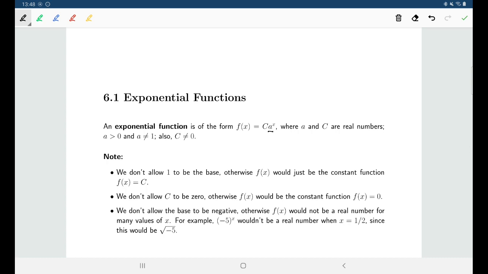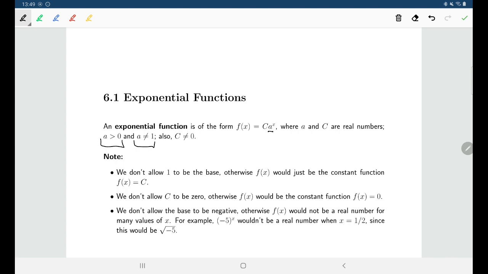A couple of things just to mention here about our base. While we're allowed to have whatever number we'd like for our constant c, provided that it's not 0, because of course if c was 0, then f of x would just be 0, and that's not really an exponential function, that's a constant function. But for a, we have a restriction, and the restriction that we have is that number one, a, our base, needs to be positive, and also our base cannot be 1.